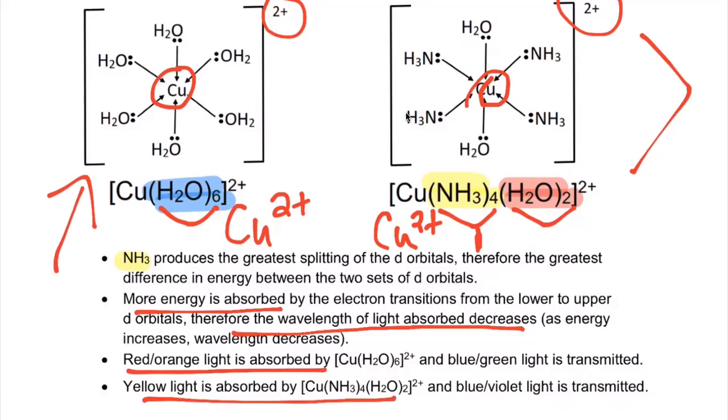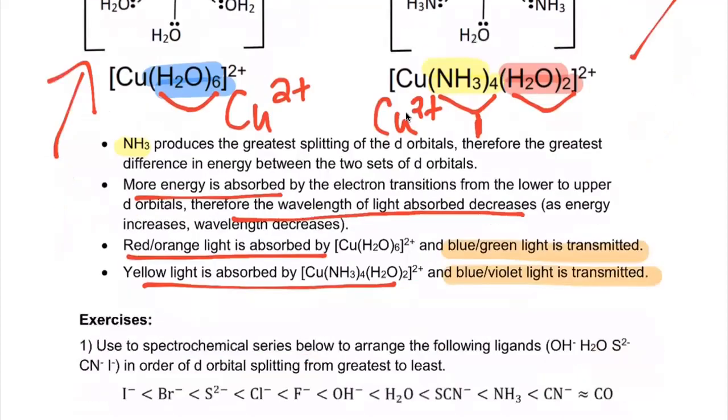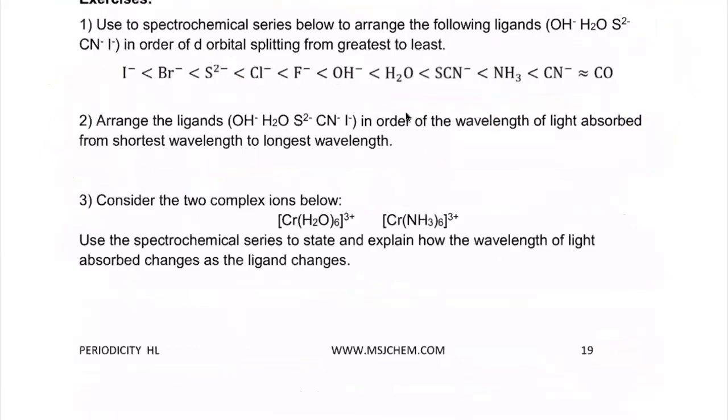And so what we see transmitted is the complementary color. So you would see blue-green on this one, and you would see blue, but closer to the blue-violet section, for that one being transmitted on that complementary color wheel. So that is pretty much it. Okay, you just have some practice exercise questions to answer.